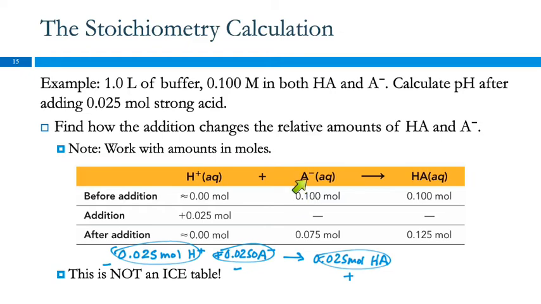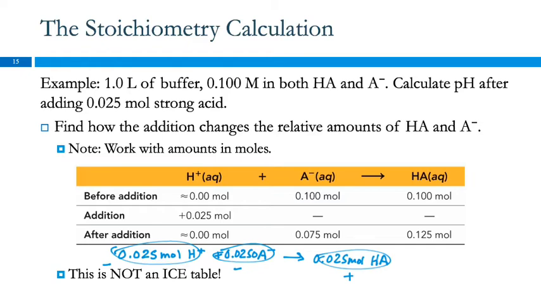So I had 0.1 moles of this and 0.1 moles of that, and everything was all happy and good. And then I add in some acid. The acid will react with the base. The base will neutralize the acid. That causes the base amount to go down and the acid amount to go up. Anybody else still have questions about that? Because this is a thing that is hard to get.